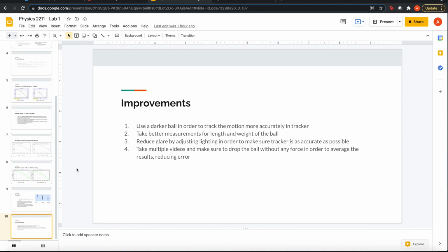Some improvements that we could potentially make to the experimental setup include using a darker ball so that we can track it more appropriately. We could take better measurements for length using the calibration stick, and we could also measure the weight of the ball better. We could reduce glare and thus improve Tracker's ability to track the ball. We could also take multiple videos and make sure that the ball is dropped without any force in order to average the results, reducing the overall error of the experimental setup.